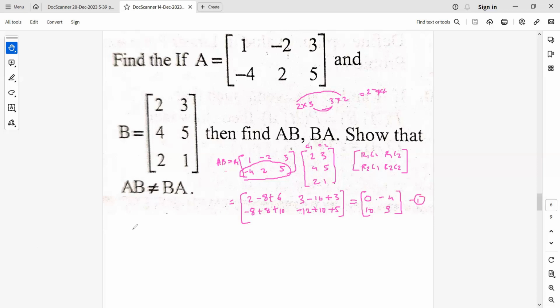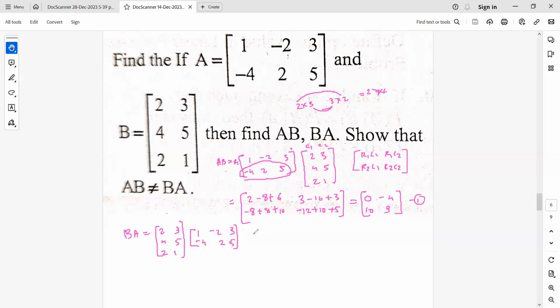Next, we will be finding the second equation, and that is B into A. So again we need to multiply the matrix B with A. So say 2, 3, 4, 5 and 2, 1. So this we need to multiply with the matrix A, that is 1, -2, 3. So right hand take the matrix, so you can easily multiply 2 into 5.